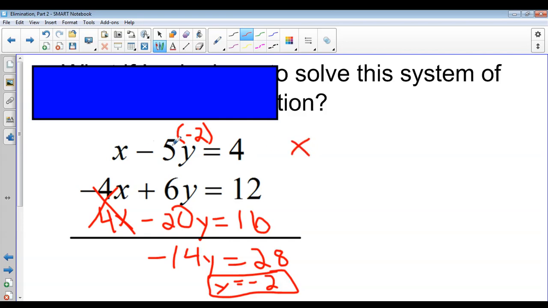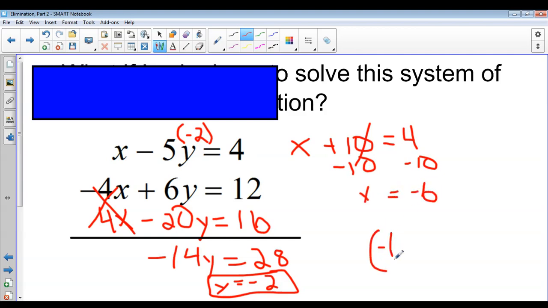Negative 5 times negative 2 is a positive 10, and my constant was a 4, right? And now we need to solve for x. You could use mental math, or you could just go, well, x plus 10 is 4. I'm going to subtract 10 from both sides, and that's going to give me that x is negative 6. So my solution is negative 6, negative 2.